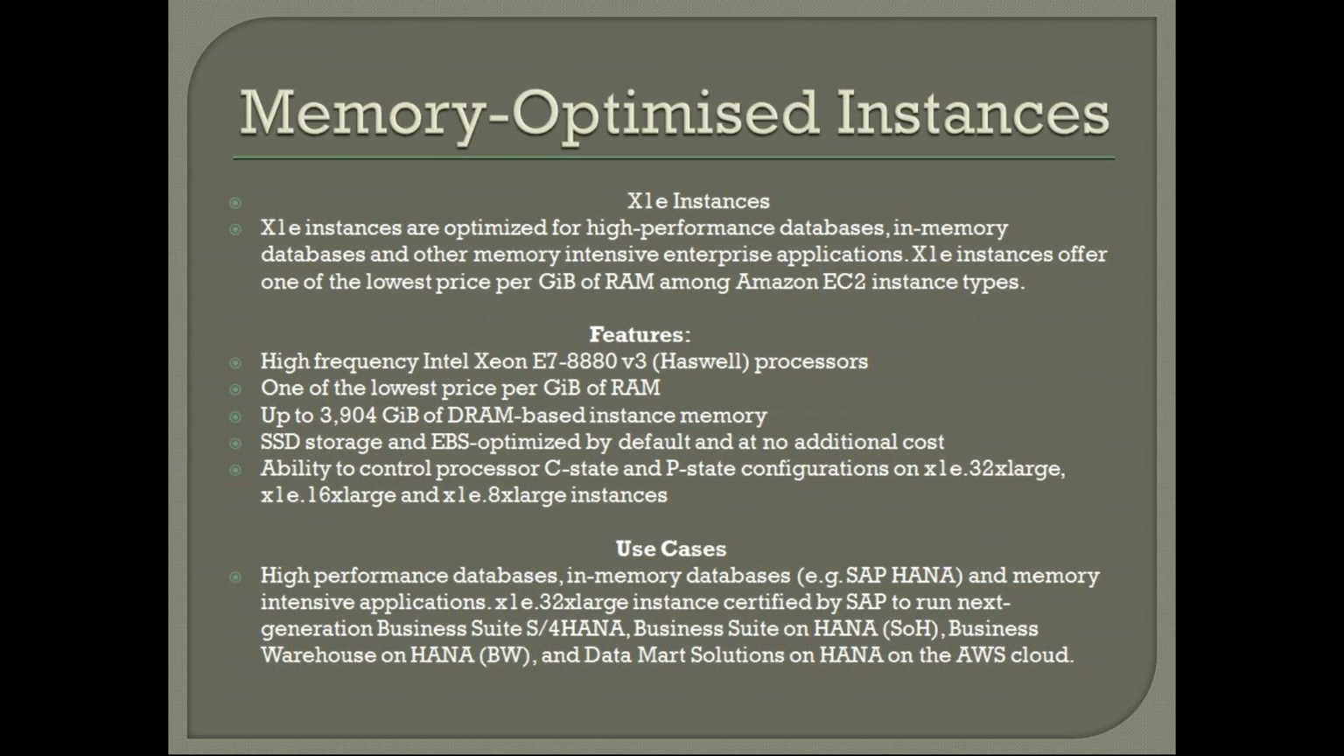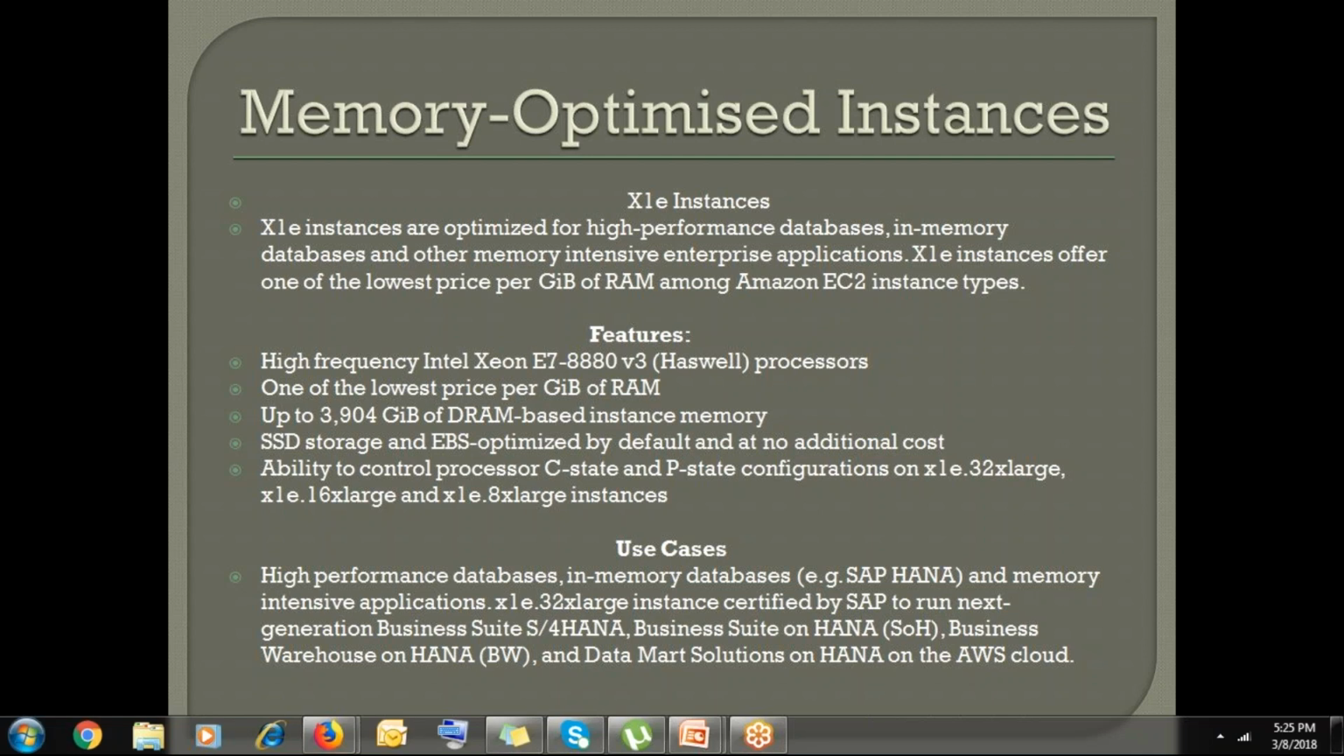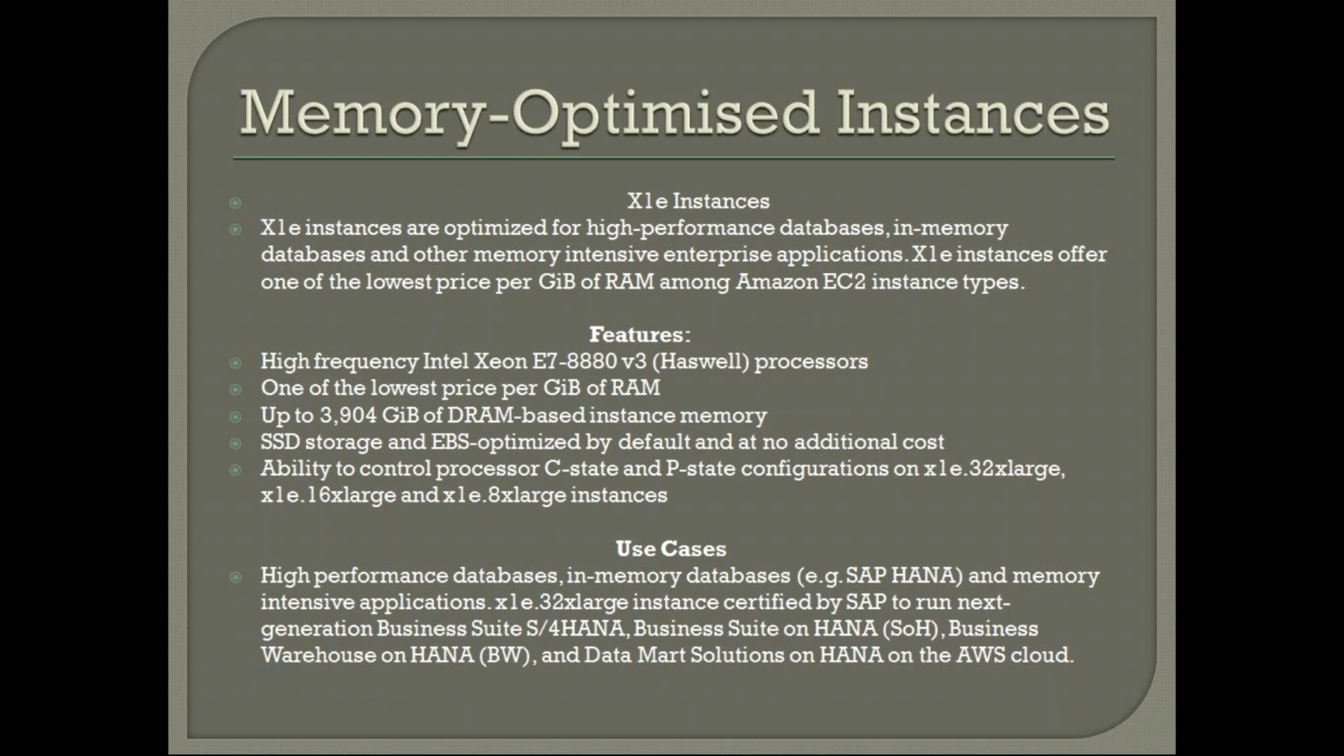X1E instances offer one of the lowest prices per GB of RAM among EC2 instance types. So this statement is saying that among all of the instances, it is coming up with the lowest price per GB of RAM. Features: high frequency Intel Xeon E7-8880 processors, and one of the lowest prices per GB of RAM, as I said already, up to 3904 GB of DRAM based instance memory.